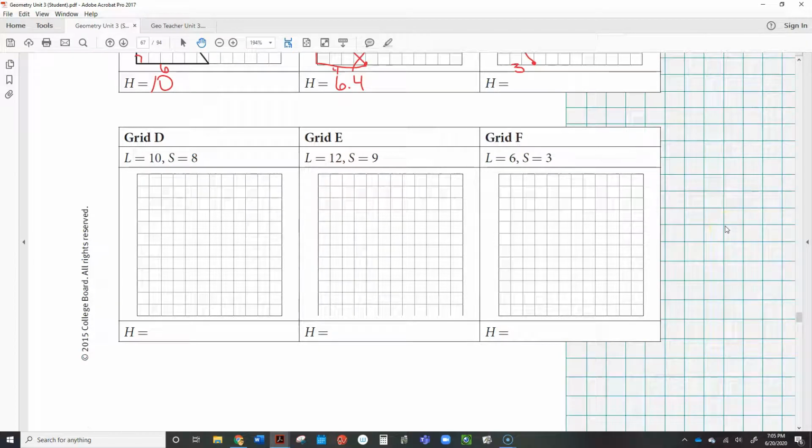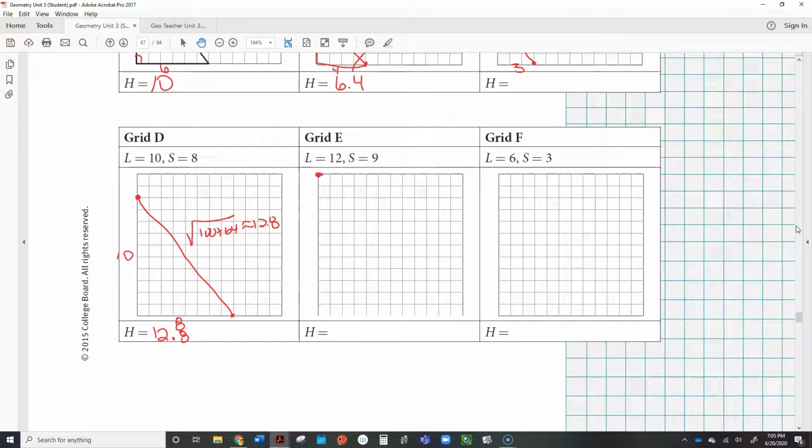Okay, so the long leg is 10. 1, 2, 3, 4, 5, 6, 7, 8, 9, 10. The short leg is 8. 1, 2, 3, 4, 5, 6, 7, 8. That means the hypotenuse is the square root of 100 plus 64. So the square root of 164, I'm using my calculator, is 12.8. So the hypotenuse is about 12.8.